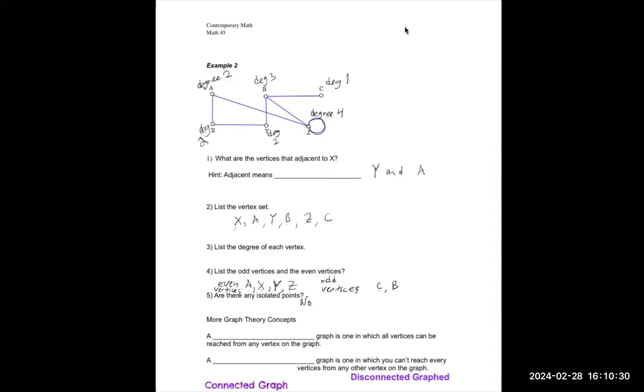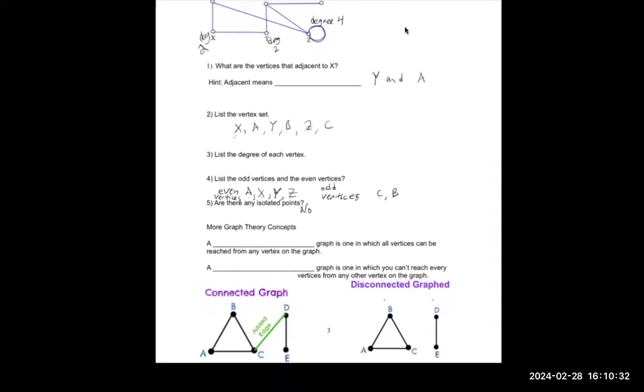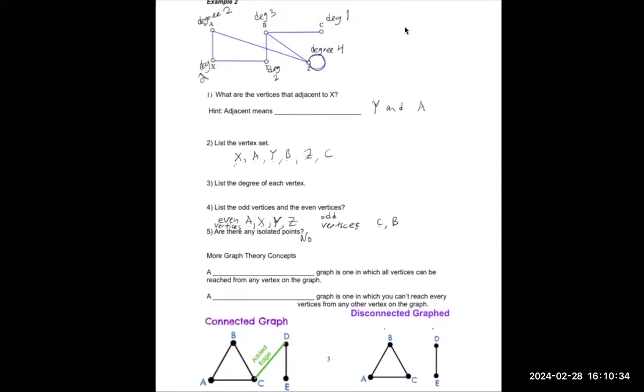All right, and then next, we see two pictures. And it says a connected graph is one in which all vertices can be reached from any other vertex on the graph.